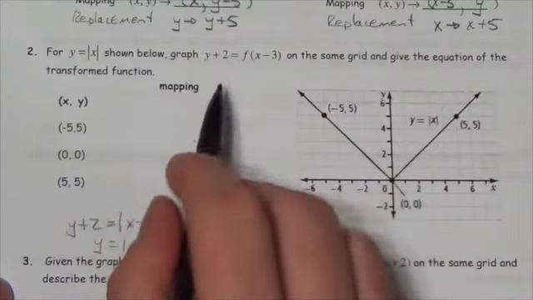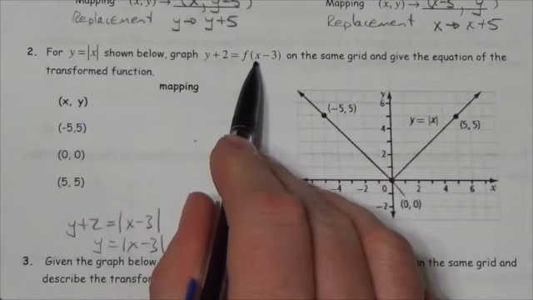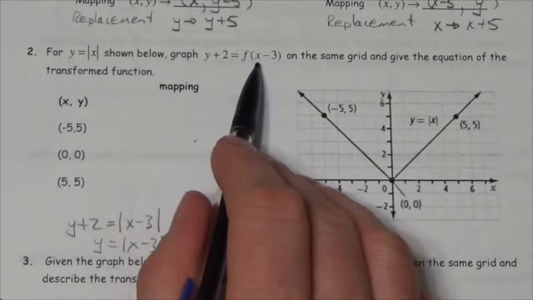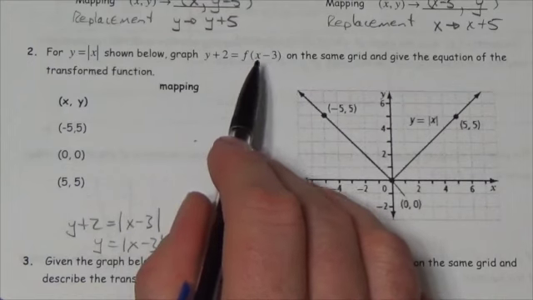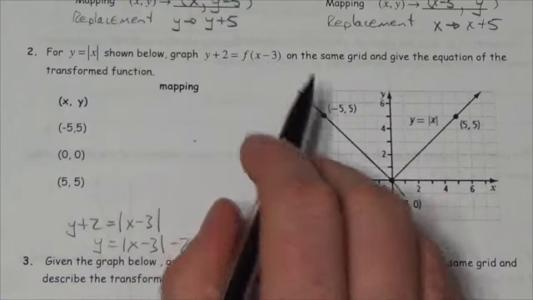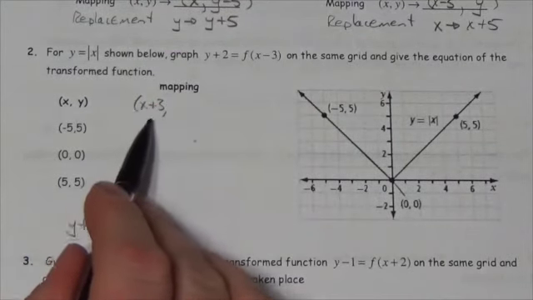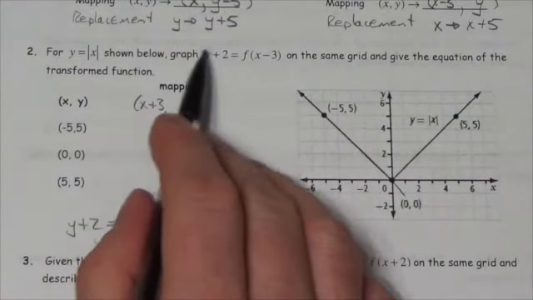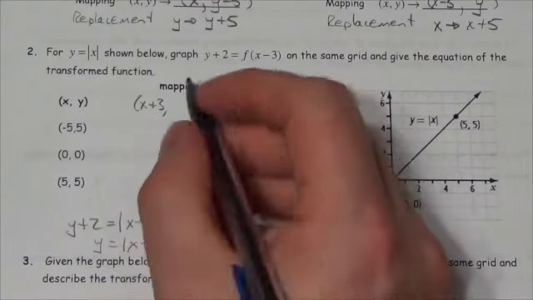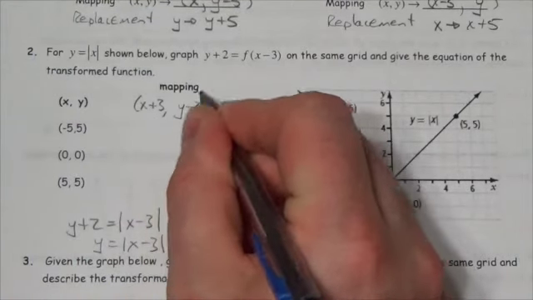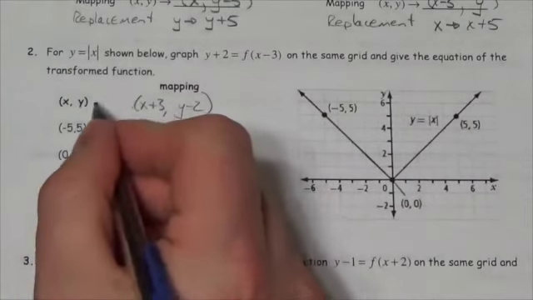Okay, let's talk about the mapping here first. When you've got the x minus 3 here inside the function, remember if I was to isolate the x, the last thing I would do would be to add 3. So that becomes our mapping here. We're going to add 3. Here, to get the y by itself, I would have to subtract 2, so that becomes the other part of our mapping here. So this is our new point.